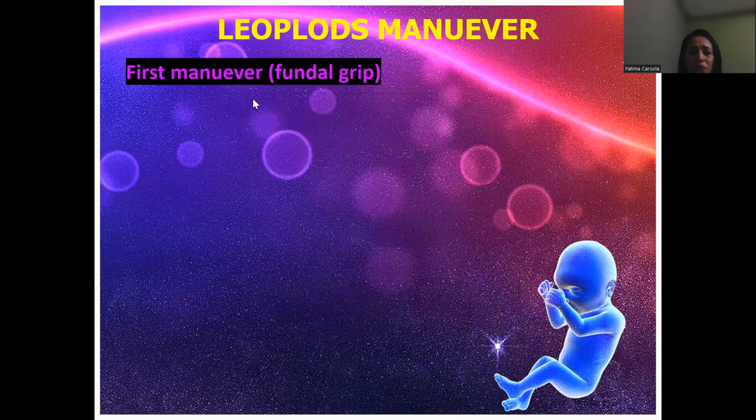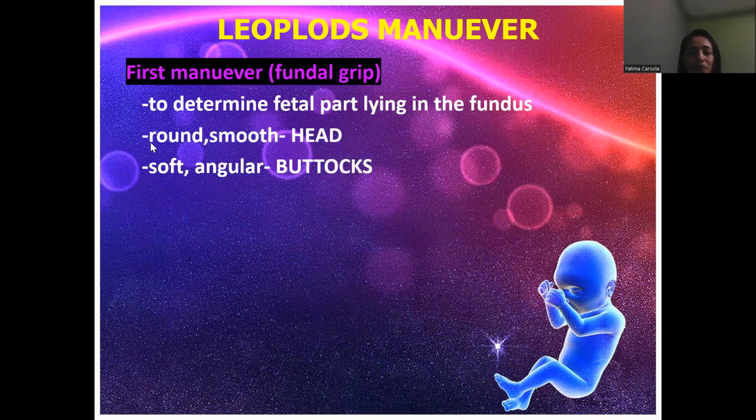Next, we have here the Leopold's maneuver. In the board exam, they will just be asking you what are the other terms for each maneuver. The first maneuver could be the fundal grip. It is used to determine the fetal part lying in the fundus. If it's round or smooth, it's the fetal head.